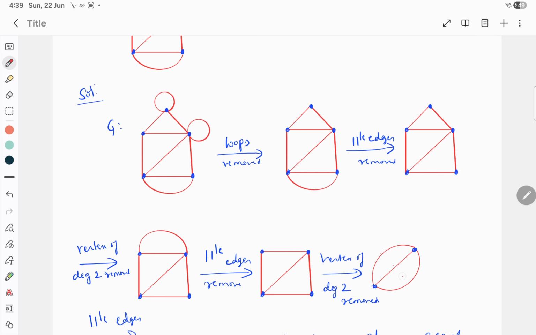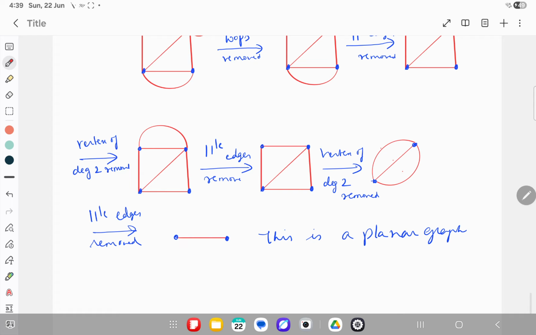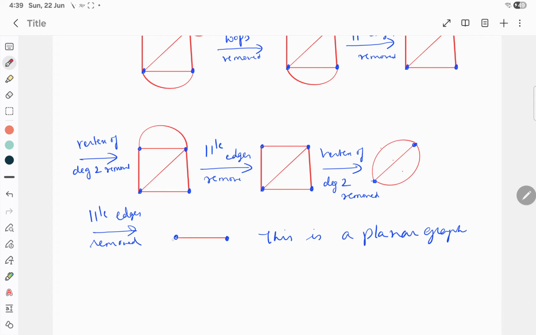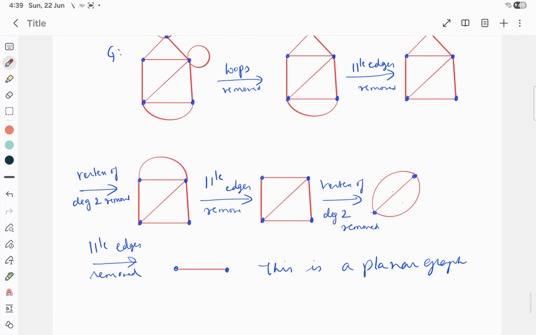Again you have 3 parallel edges. You just remove the 2 parallel edges and you will get just a single edge. So this shows that the graph is a planar graph. This graph is a planar graph.